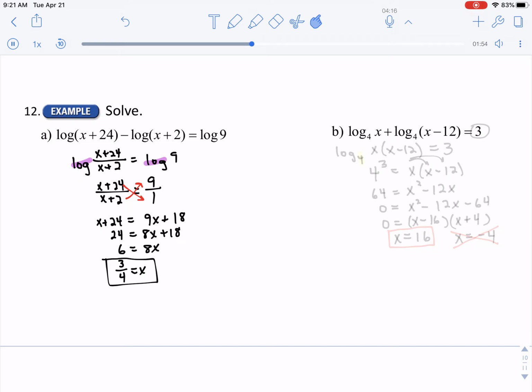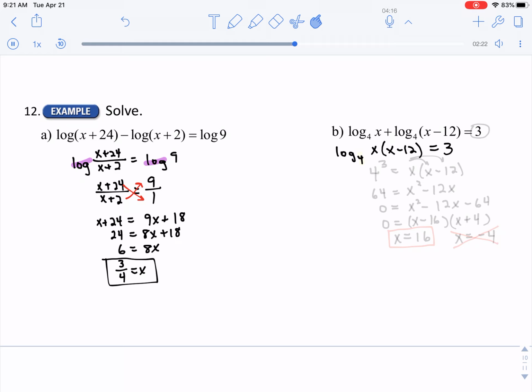All right, let's go look at this. Part B is different. Notice there's no log on the left at all. For this one, first we're going to use our product rule to rewrite it as log base 4 of x times (x minus 12) equals 3. Now we're going to take it out of log form and put it in exponential form. Again, I can't drop that log base 4 because there's no log base 4 on the right-hand side.